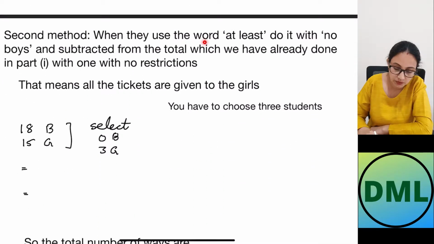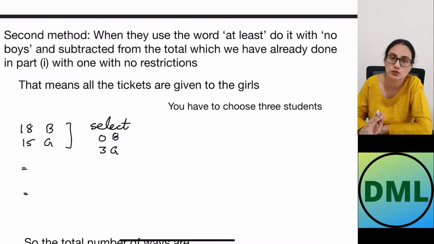When they use the word at least, do it with no boys. That means consider that you are not giving the tickets to any of the boys, and subtract it from the total, which we have already done in part 1 with no restrictions. So this means that all the tickets are given to the girls only. We have 18 boys and 15 girls. Out of 18 boys, you are picking 0 boys, and out of 15 girls, you are picking 3 girls to give 3 tickets.